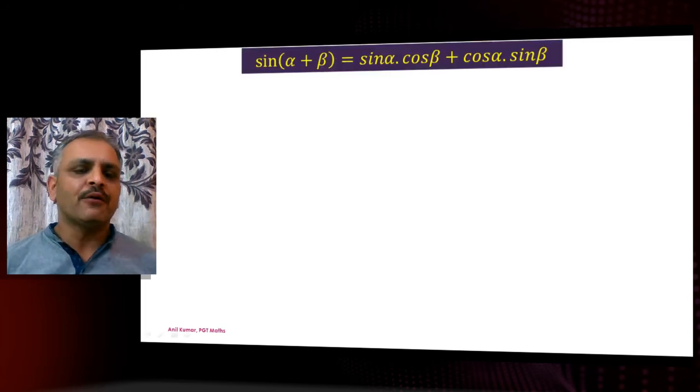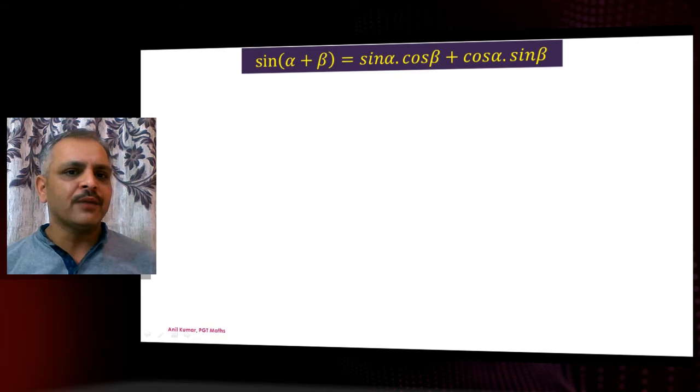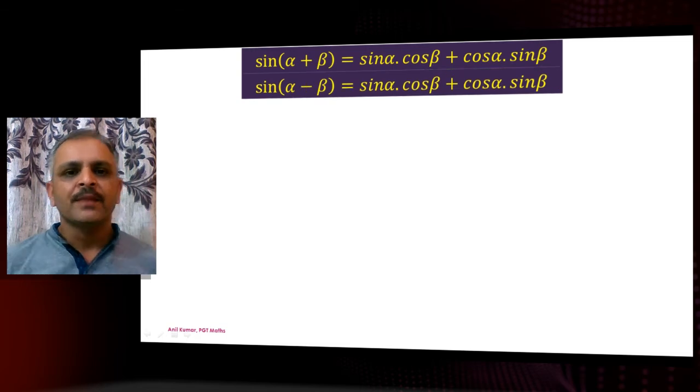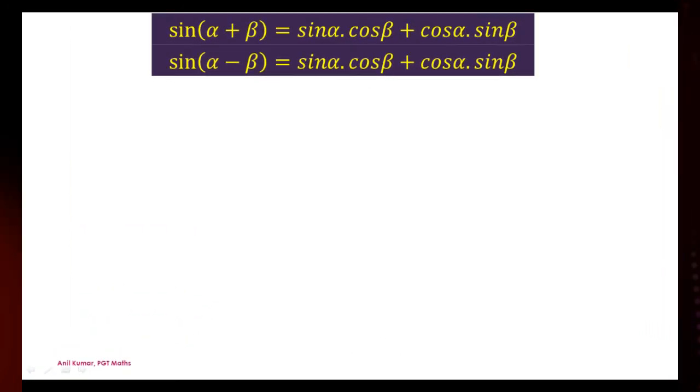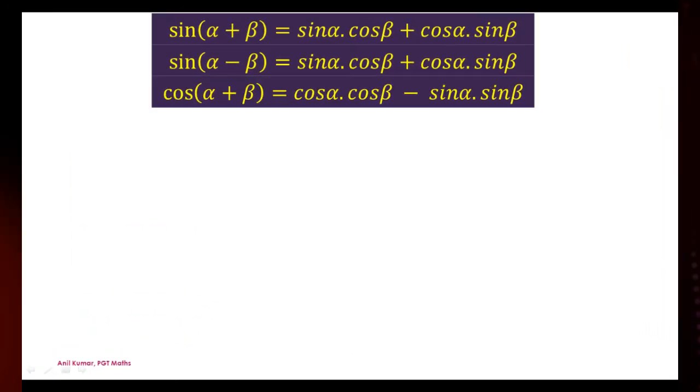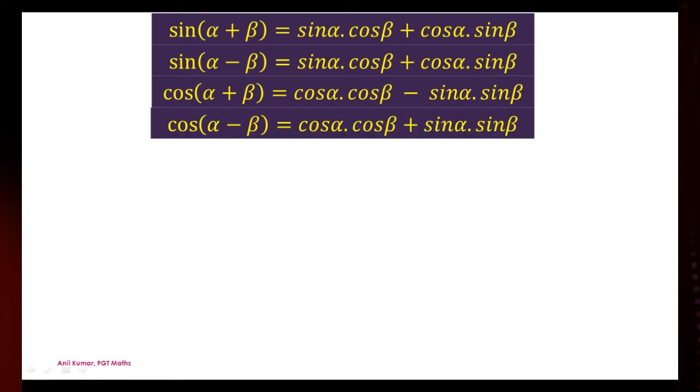In addition to these, we learned about these formulas, angle addition formula and subtraction formulas. Sine alpha plus beta is sine alpha cos beta plus cos alpha sine beta. Sin alpha minus beta will be sin alpha cos beta minus cos alpha sin beta. Whereas cos alpha plus beta will become cos alpha cos beta minus sin alpha sin beta. And whenever the sign is negative, this sign will become positive. So cos alpha cos beta plus sin alpha sin beta.